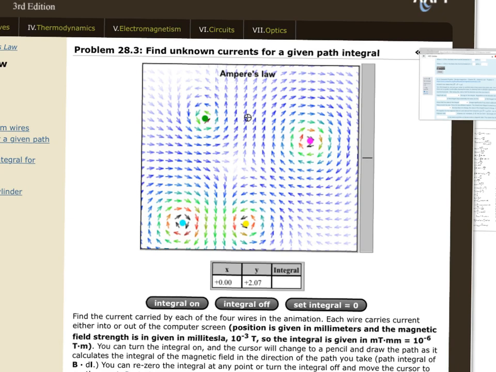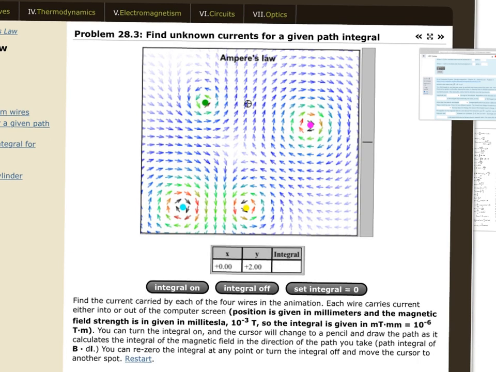Whoops, not getting it. There it is. Let's see if it works. Let me pause the video. Okay, try again. Turn the integral on. There's my pencil. Grab the pencil. Trace a closed loop. It's kind of a circle. Back. And there's the value of the integral.